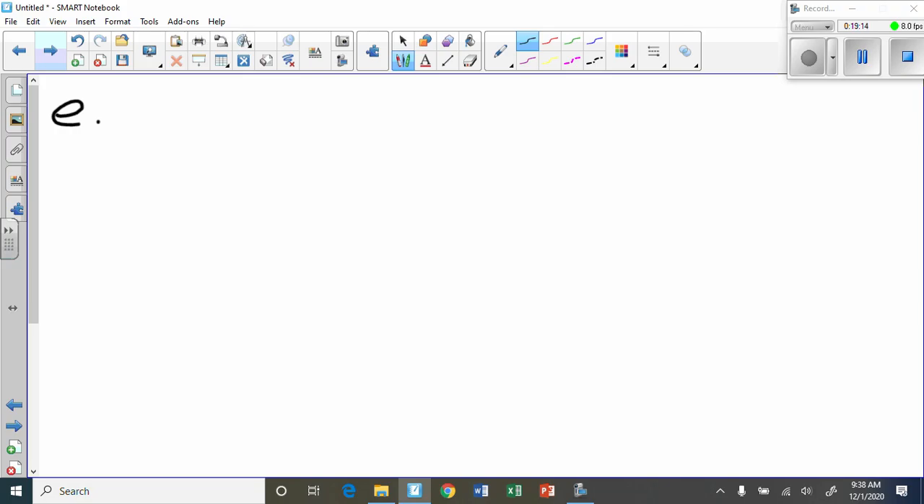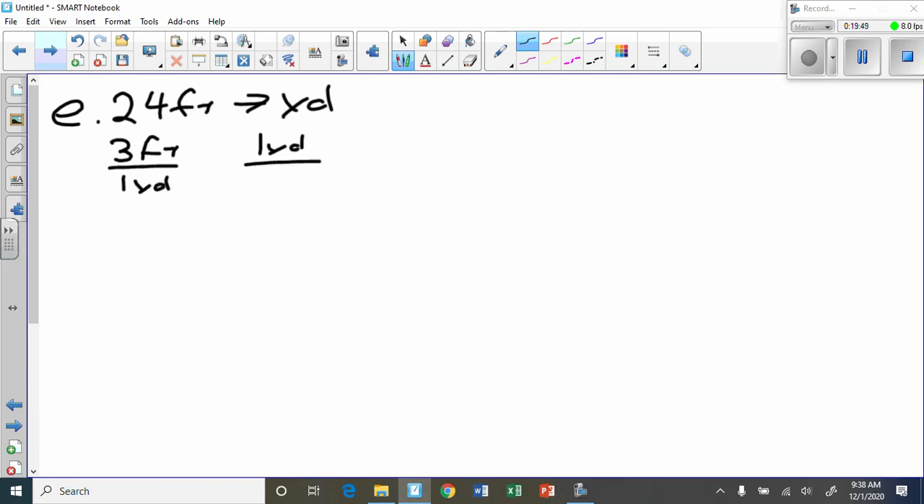24 feet is how many yards? So first thing we do is we write down what we're converting. 24 feet into yards. What are my 2 unit multipliers that I have to choose from? How many feet are in a yard? 3. Yeah. So those would be my 2. 3 feet over 1 yard, or 1 yard over 3 feet.